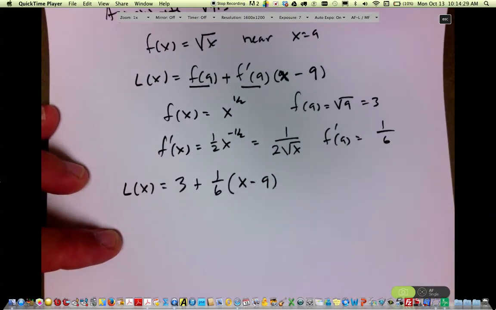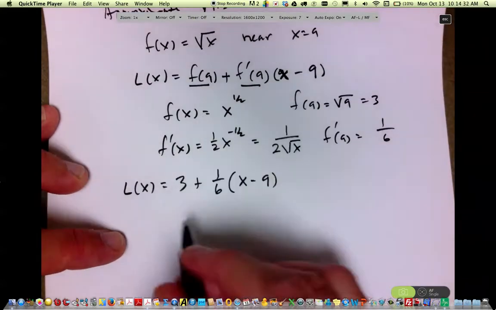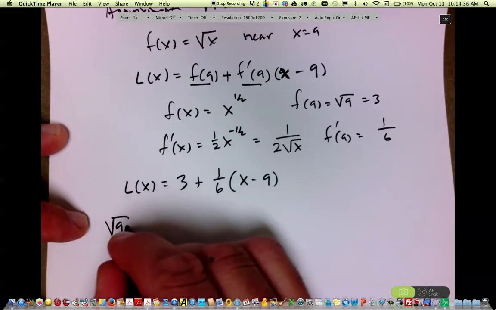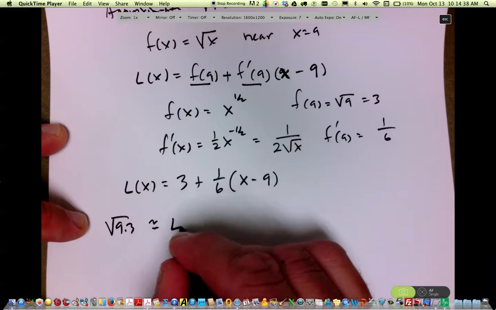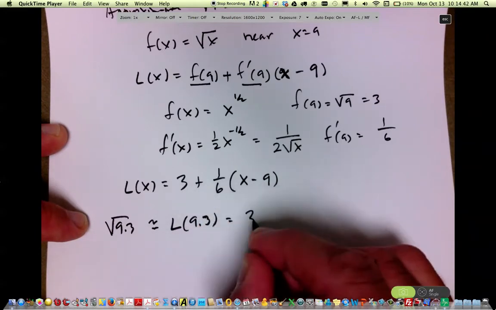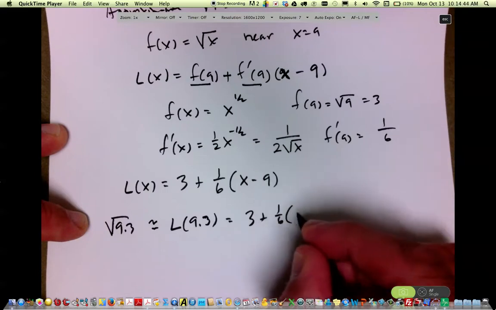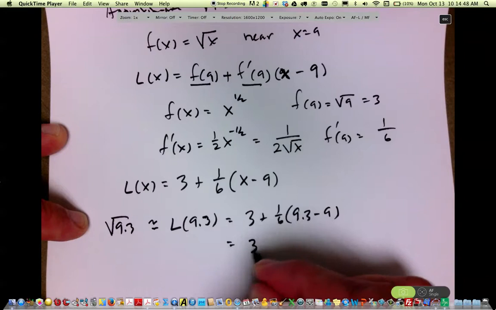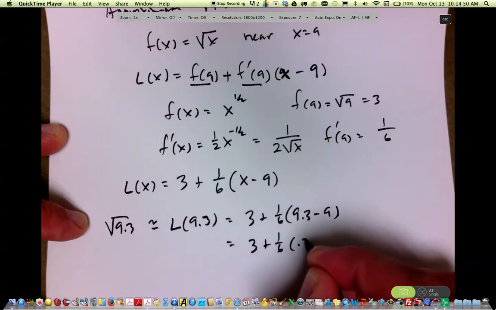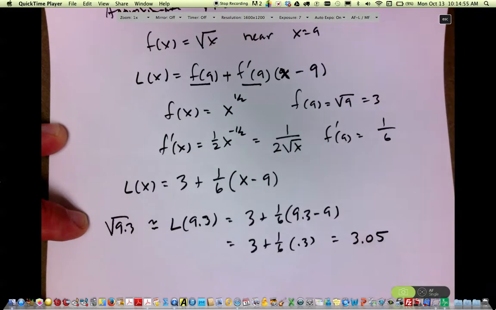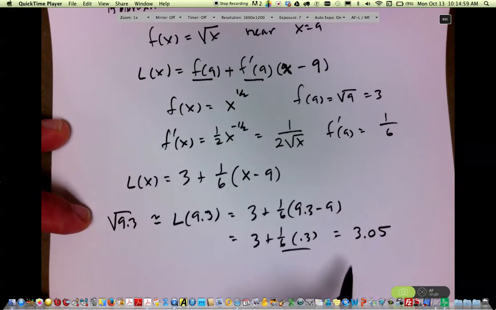All right, so then the question was approximate square root of 9.3. So square root of 9.3 is going to be approximately equal to L of 9.3, which is 3 plus 1/6 times 9.3 minus 9, giving me 3 plus 1/6 of 0.3, which is going to give me 3.05, since 1/6 of 0.3 is 0.05. So that's my approximation.